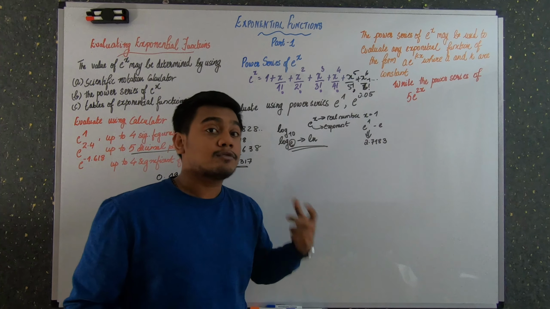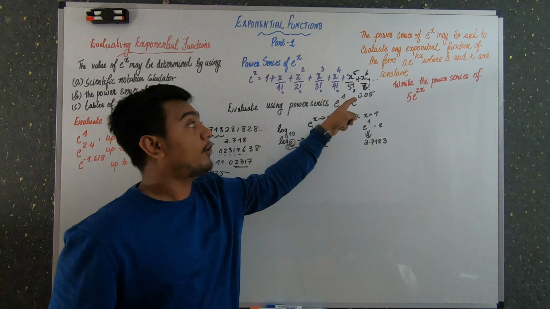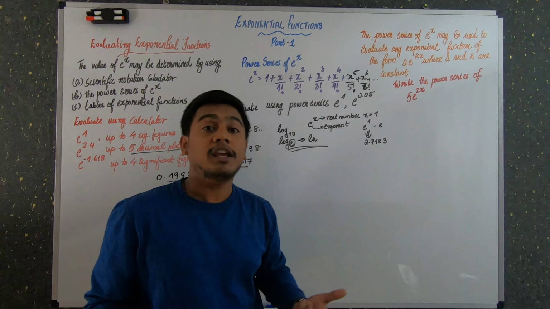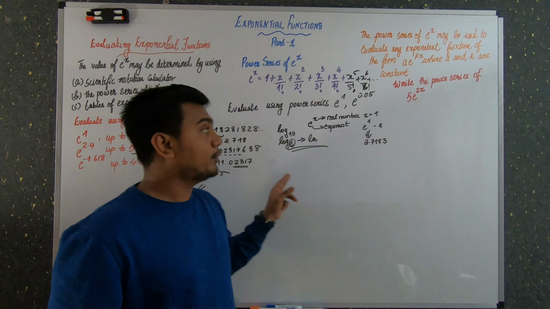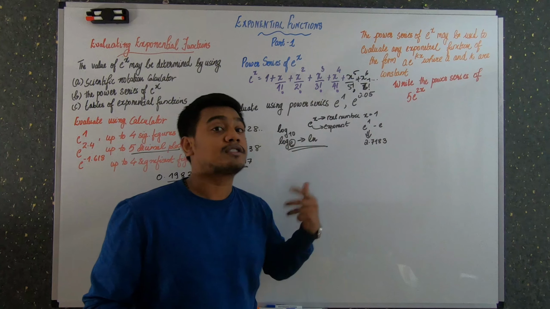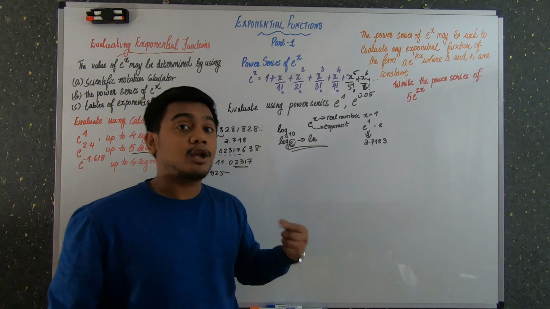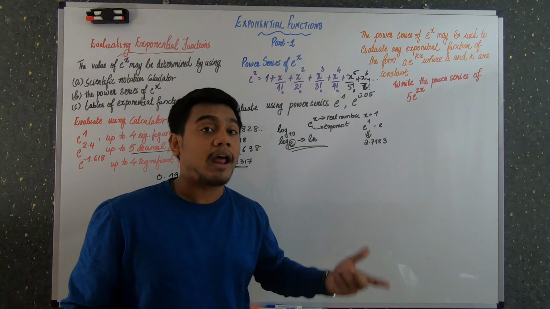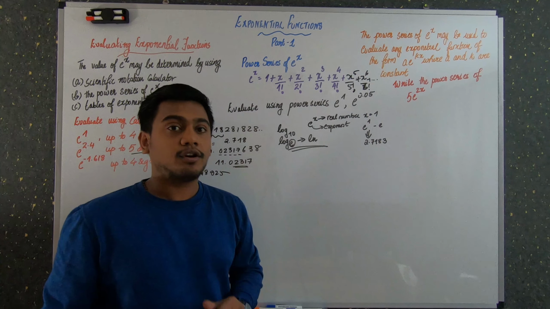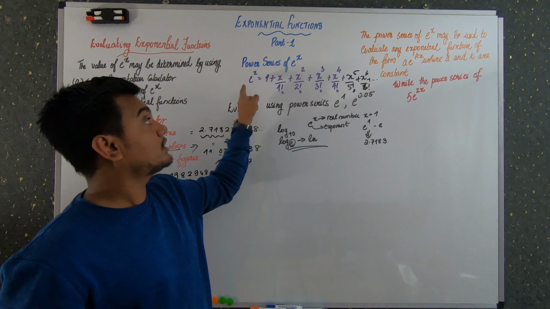The more terms you take to find the value of e raised to x, the closer your value would be to the actual value. So if you take up to 5 terms in one problem and up to 7 terms in another, the value with 7 terms would be more accurate than the one with 5 terms. Okay, so that's the difference. So this is the power series.